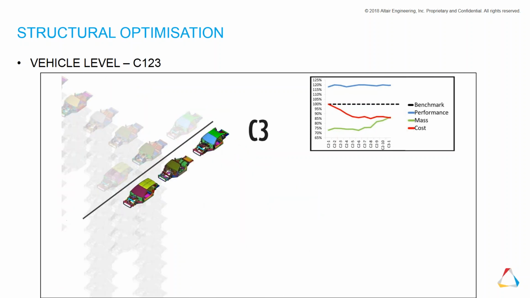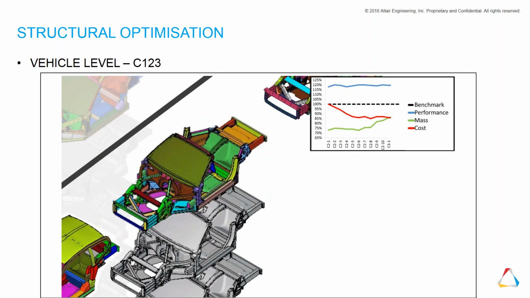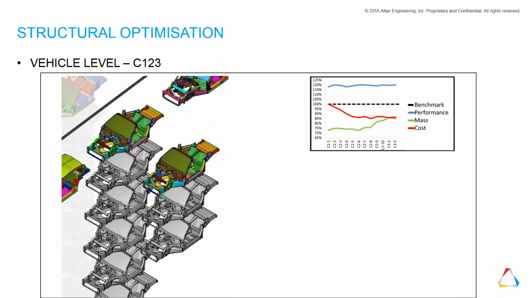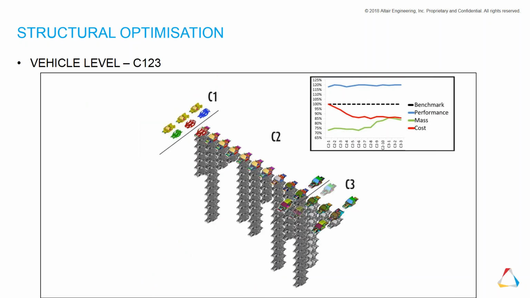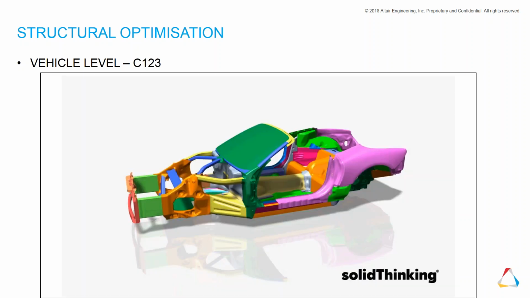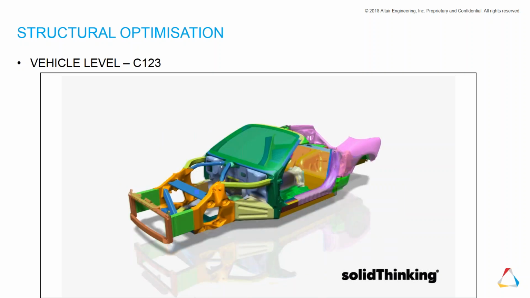But by the time you get to C3, 90% of it is shells and solids. Very accurate, high detail model where you can run your vibroacoustics, you can run your crash, all your structural assessments at high confidence. And that's how we come up with the structural performance and the structural design for one of these high-end performance sports cars.